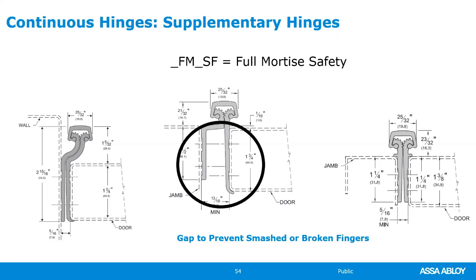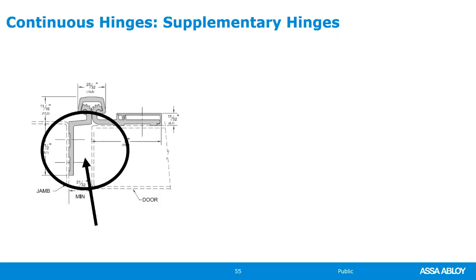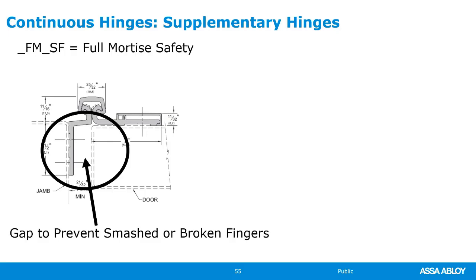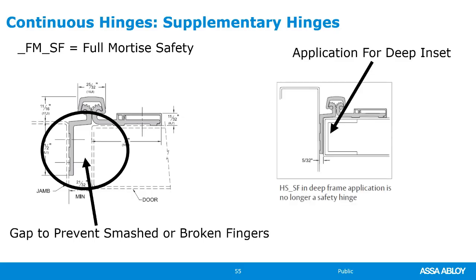Now, I told you before we'd get to what it means when it says a safety hinge. The full mortise safety units are designed mainly for new door applications in childcare and nursing facilities. Requires extra clearance and conceals both leaves. Children and old people tend to leave their hands lingering between the door and frame. This will prevent smashed or broken fingers. Also, it comes in half surface. You can also use this within the half surface in a deep frame application. However, once you use it in a deep frame application, it is no longer a safety hinge.